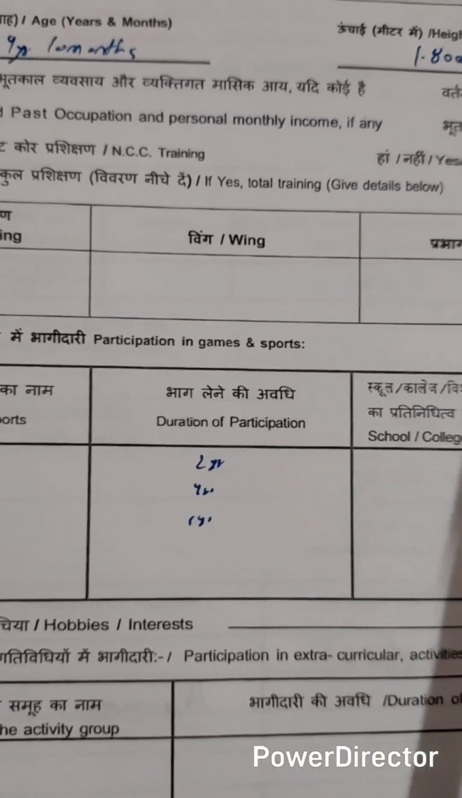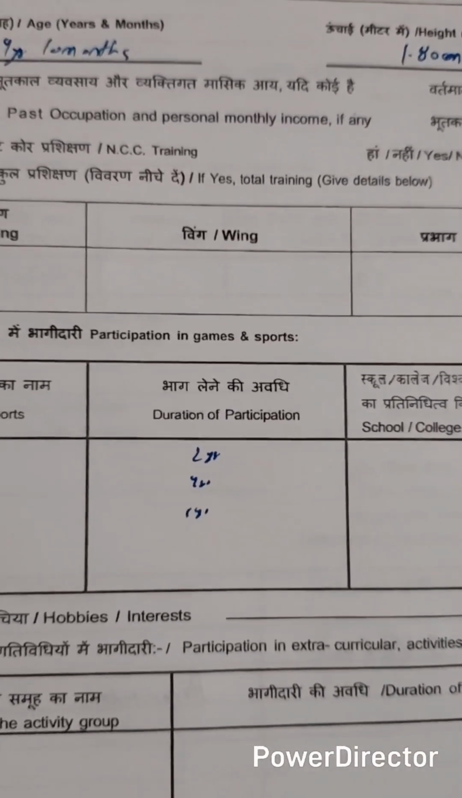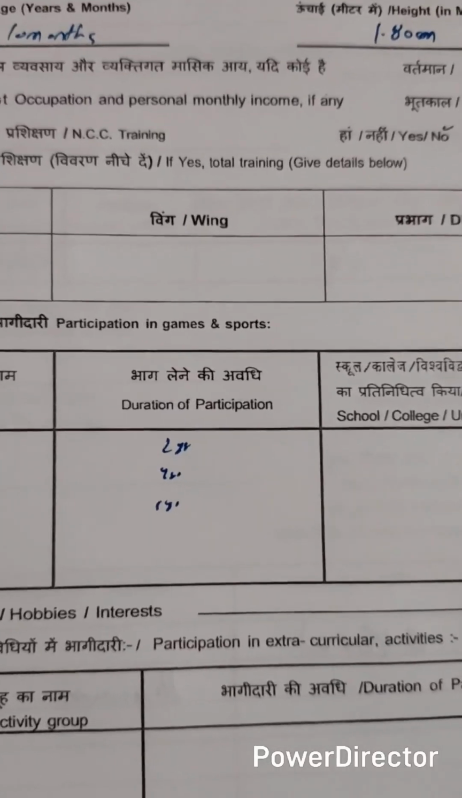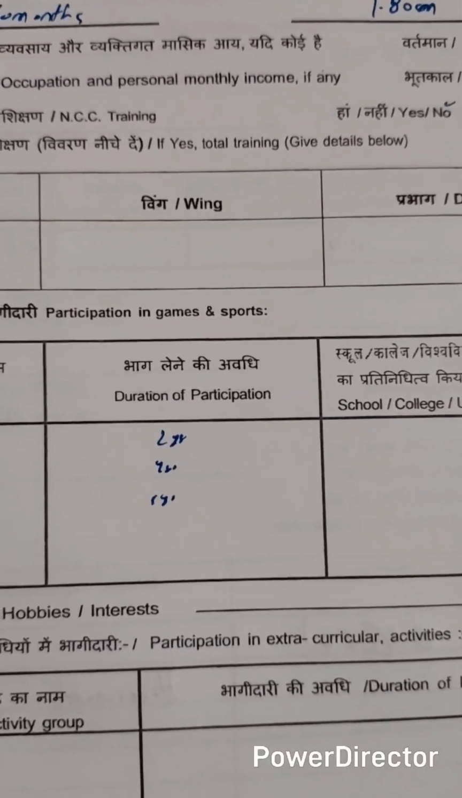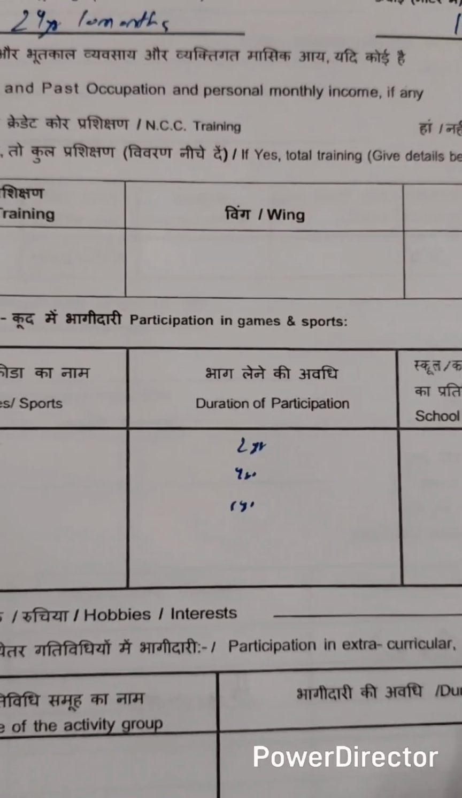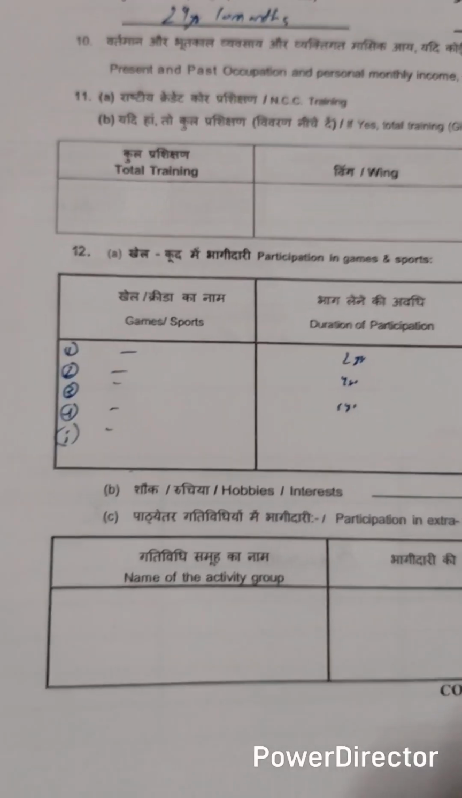Now you will write about your hobbies in the B option, hobbies and interests, whatever you are pursuing. Like you must be running or going to the gym, reading books, playing some sports, doing meditation. These kinds of things can be written in the hobbies and interest part.